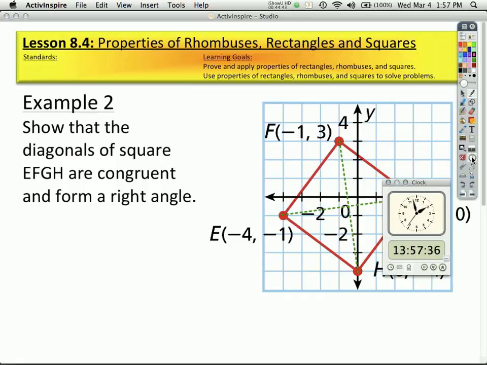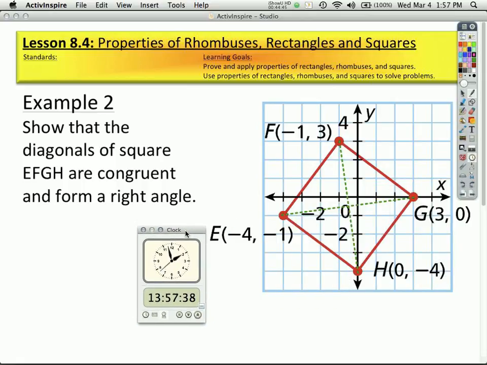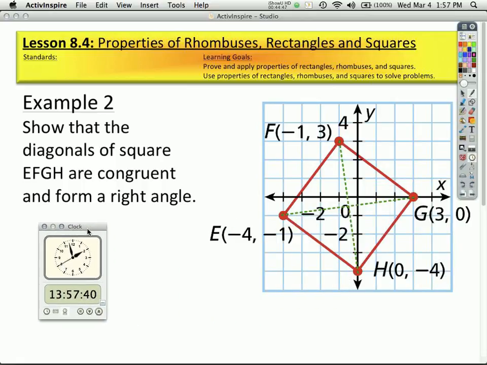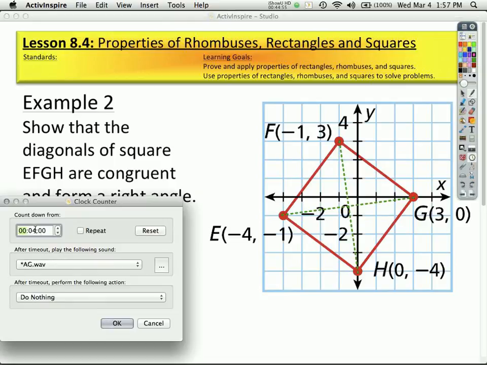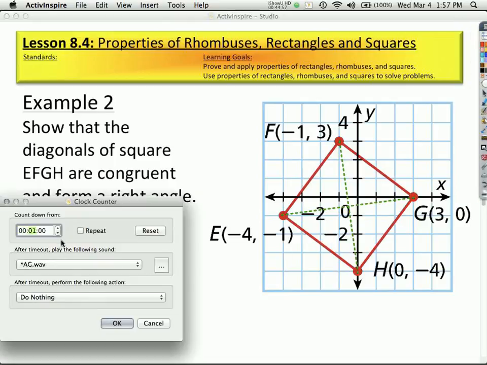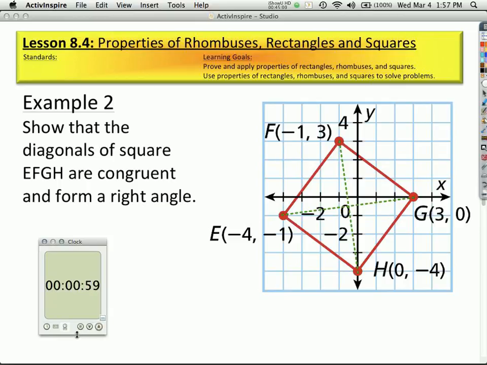Okay? So that's what we're trying to do. So what I would like you to do is devise two plans. I'm not going to execute the plans, just devise two plans. I want a plan to prove that they're congruent, and I would like a plan to prove that it forms a right angle. So take a minute with your team to discuss and come up with two plans. Go.